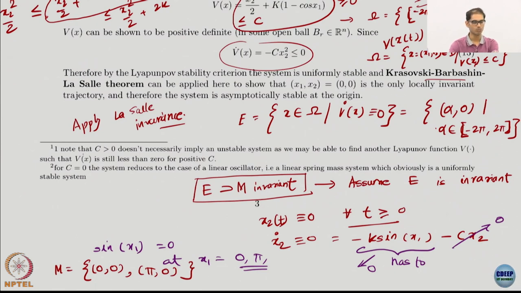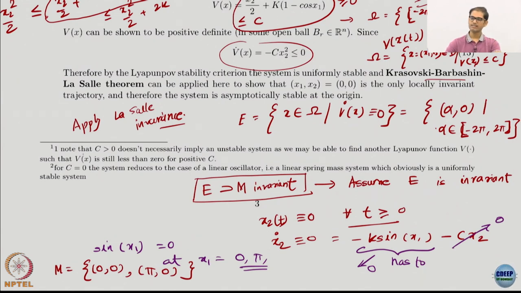You cannot have anything more. Why? Because I started with E being invariant, which is the largest set I had to work with. From there, I could only get out that these two points give invariance. And what are these points? These are exactly this and this.